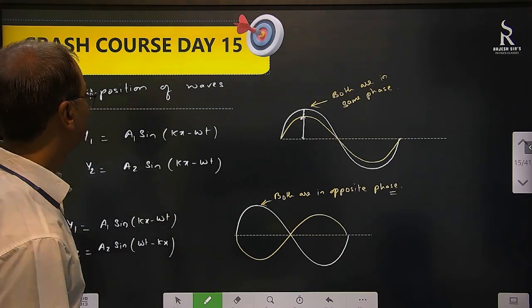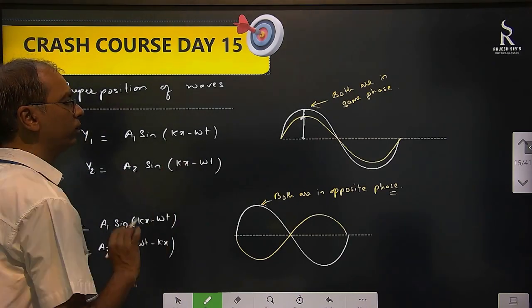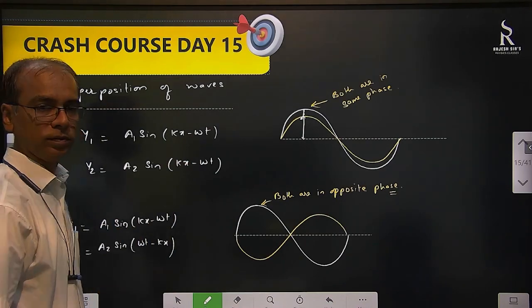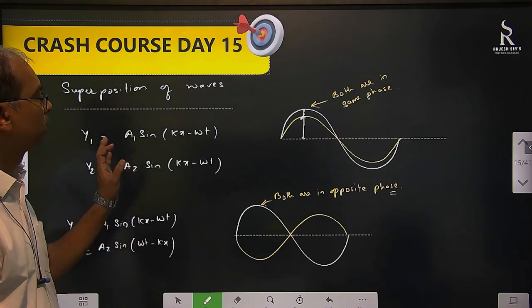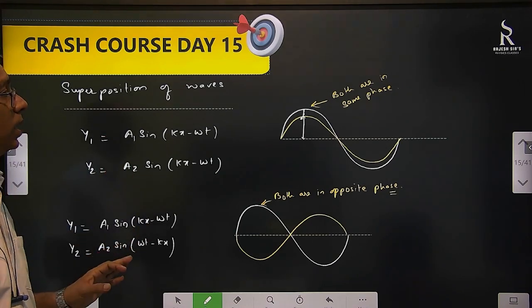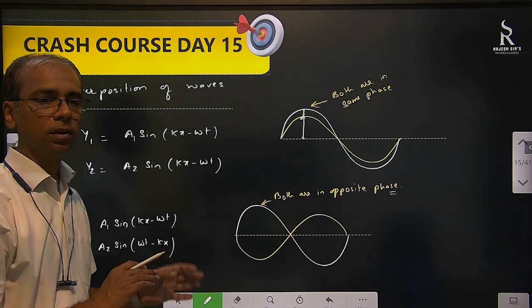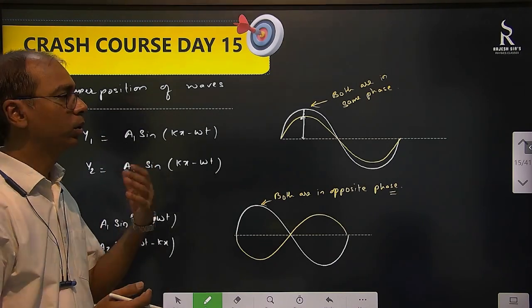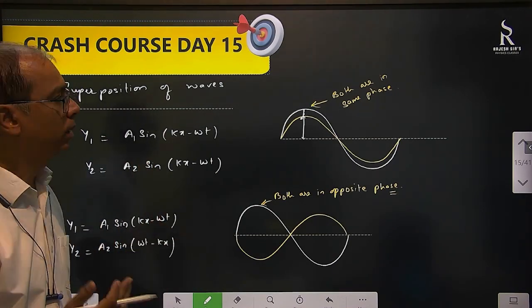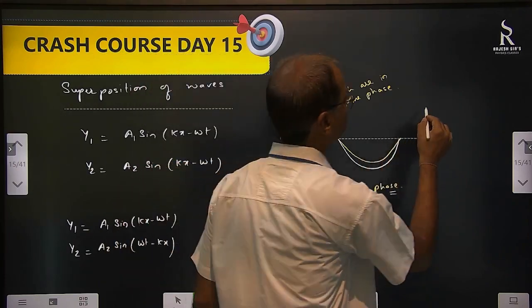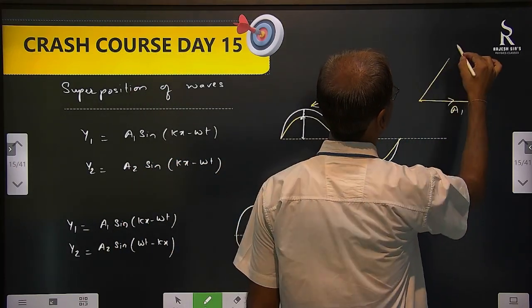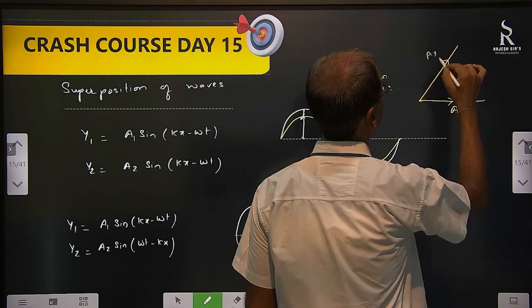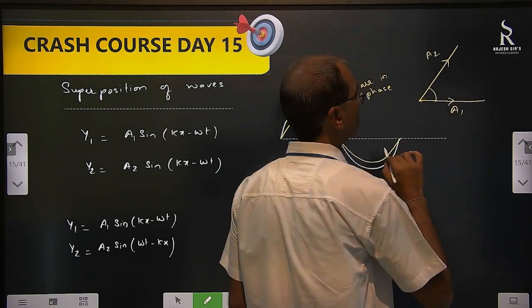Very simple. First thing is we have to find out the phase difference between the two waves. Once we know the phase difference, we are going to consider that phase difference as the angle between A1 and A2, and we are going to add them vectorially in a parallelogram. So suppose this is A1 and this is A2, and this is the phase difference between the two at any moment.